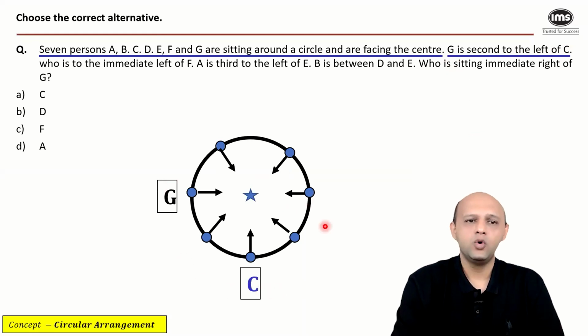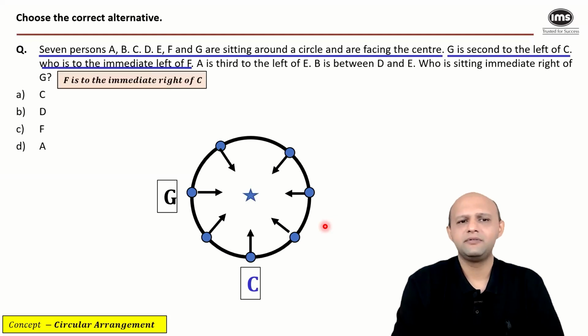Who is to the immediate left of F? Meaning C is to the immediate left of F. So if C is to the immediate left of F, we could also say equivalently that F is to the immediate right of C. So if F is to the immediate right of C, you will place F here. Now, these two statements are interesting. A is third to the left of E, he says, and B is between D and E.